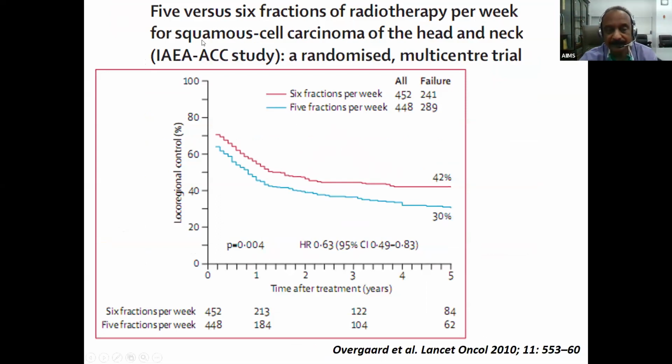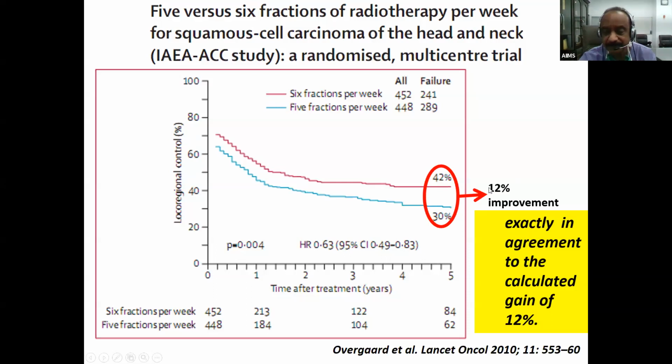This is a multicentric IAEA study, 6 fractions versus 5 fractions. It was a multicentric trial. 2 centers from India also participated in this trial, TMH and AIIMS, and look at the outcome: 12% improvement. And how much did we calculate? Exactly 12% came from the linear quadratic model. So very interesting. And this generates our interest in the linear quadratic model, that whatever we predict in the linear quadratic model ultimately translates into our clinical setting.